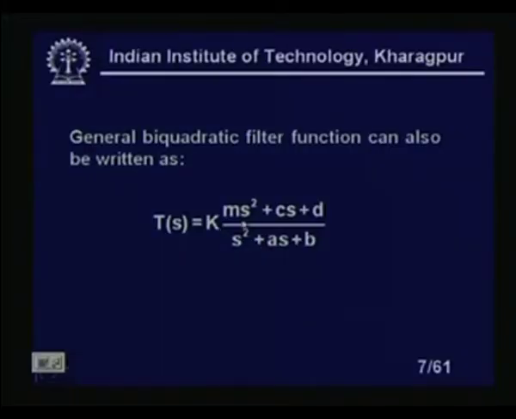The denominator function defines the poles, so these are always complex conjugate poles. Now, K is a gain constant. All of m, c, d, a, b will be realized by some resistors and capacitors, is it not?